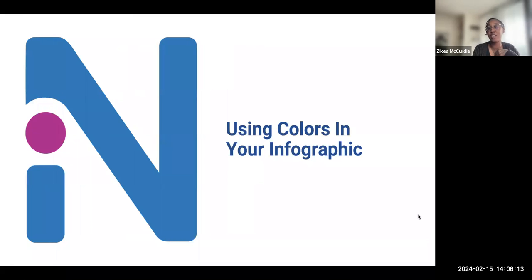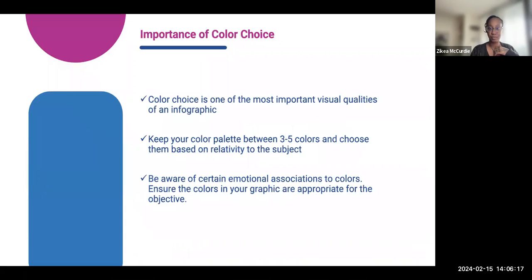Now let's jump into using colors in your infographics. Color choice is really important. It's actually one of the most important visual qualities of the infographic. You want to keep your color palette between 3 to 5 colors, and you want to choose them based on relativity to the subject. You want to be aware of certain emotional associations to colors and ensure that the colors in your graphic are appropriate for the objective.